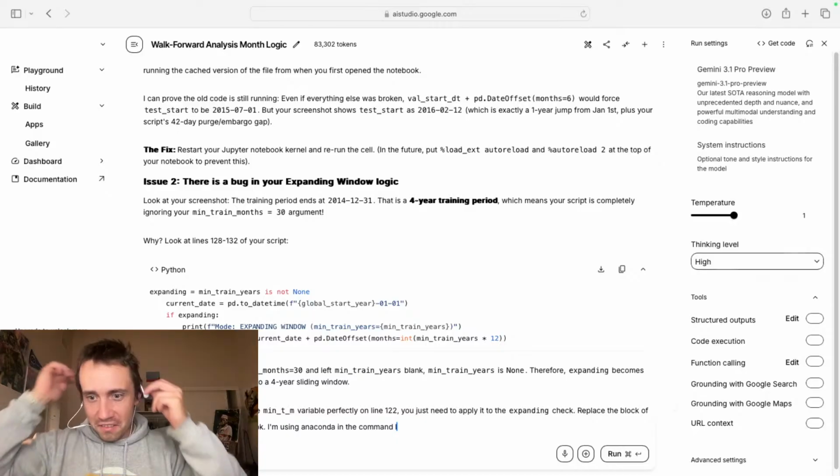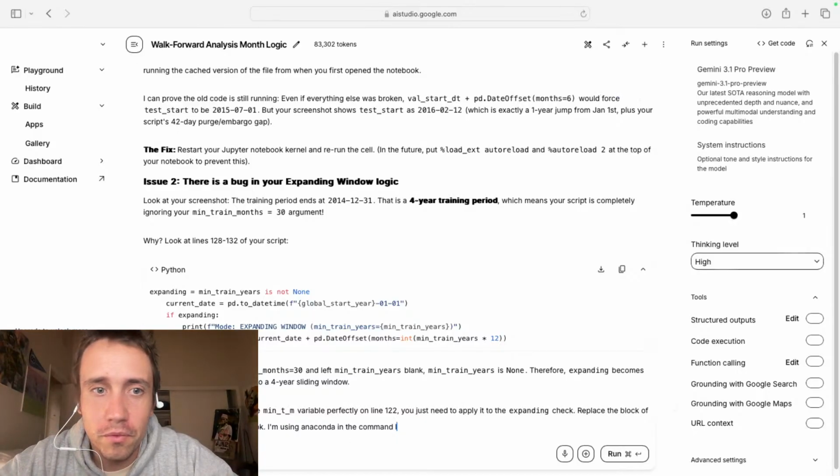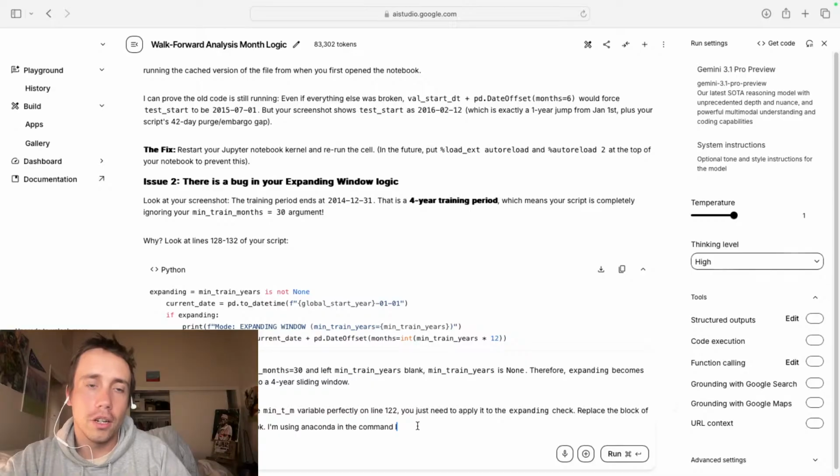Thanks, Sir Night Night. I'm from California, and I guess that's where I live now. So yeah, California, United States. I'm not using Jupyter Notebook. I'm using Anaconda in the command line to manage environments.